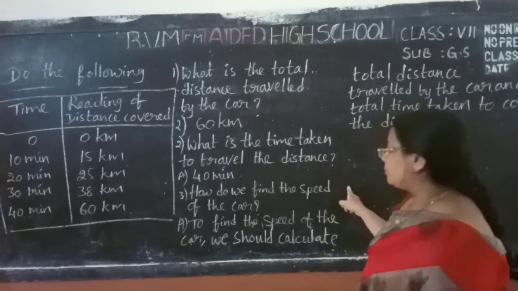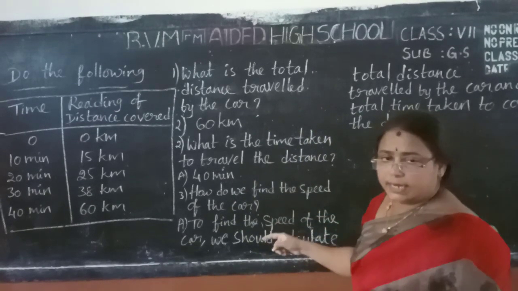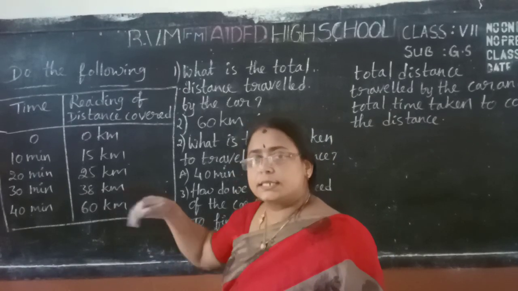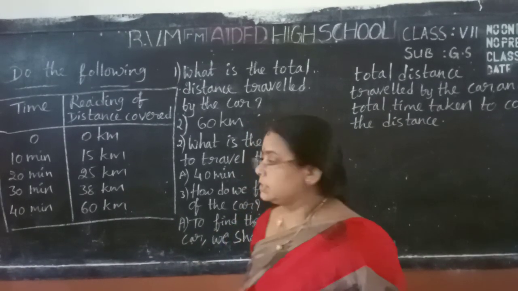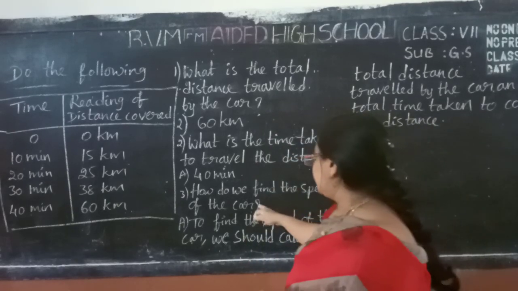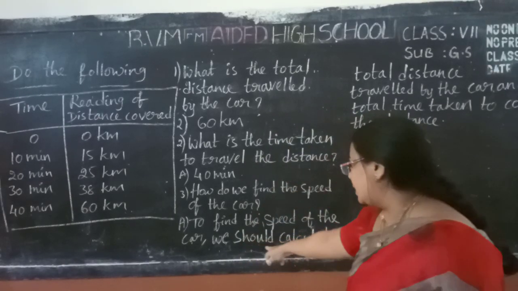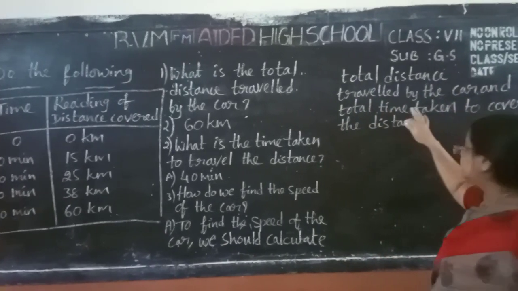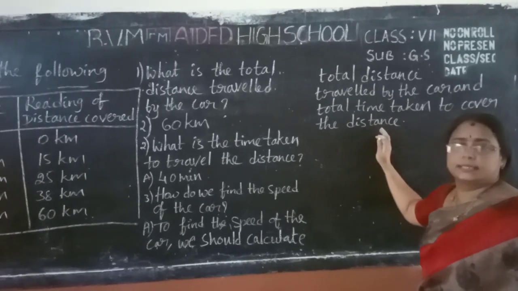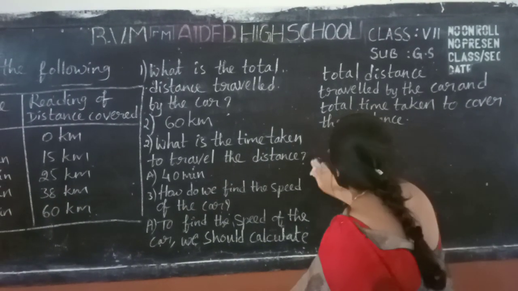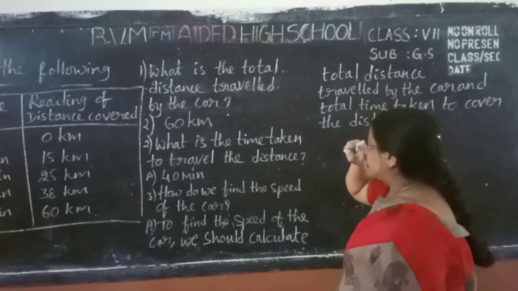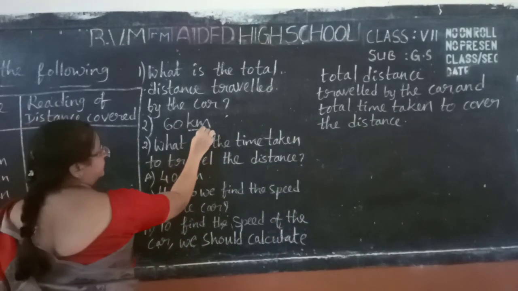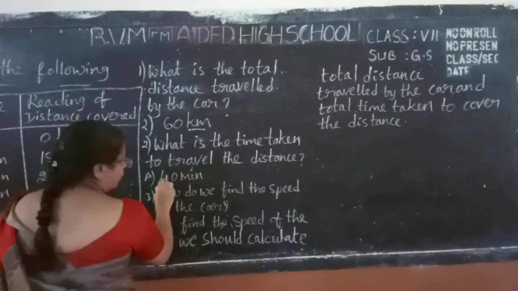How do we find the speed of the car? We have already understood the formula. Average speed of the car equals distance traveled divided by time taken to cover the distance. To find the speed of the car, we should calculate the total distance traveled by the car and the total time taken to cover the distance. So now here, the car travels 60 kilometers in 40 minutes.